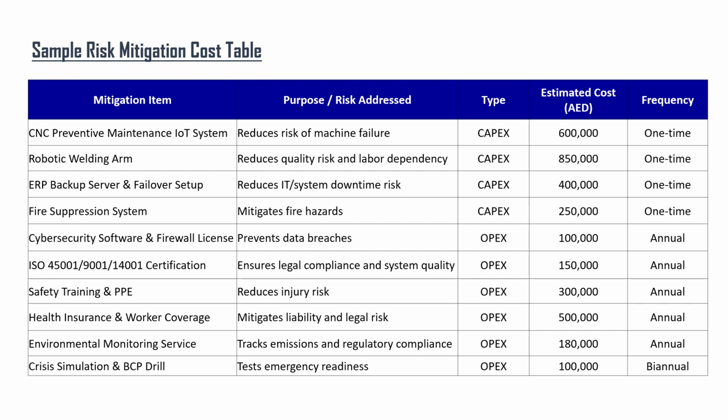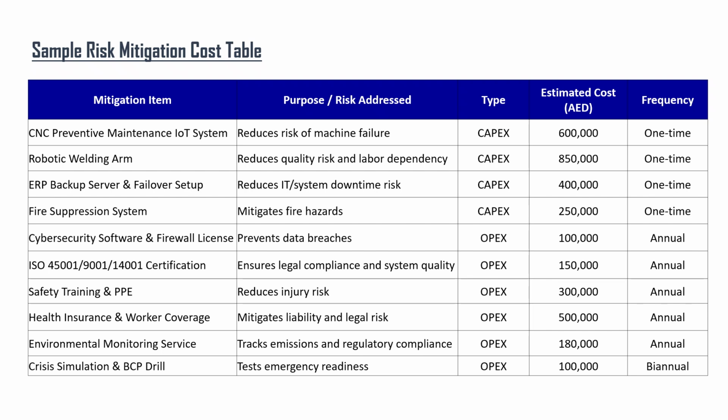For the second instance, robotic welding arm. The purpose behind that is to reduce quality risk and labor dependency. Also, this is CapEx, costing us around 850,000 dirham, and we can apply it one time. We'll take one sample for OpEx, for example, safety training and PPE. Reduce injury risk. It's OpEx, as we mentioned, costing us around 300,000 yearly.